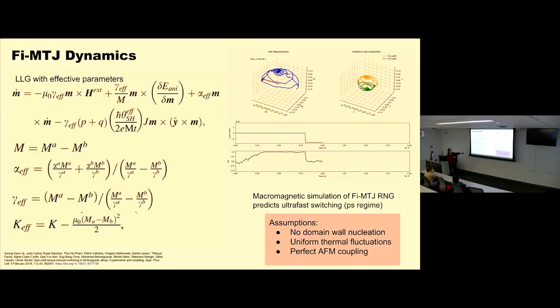Here I'm showing a macrospin model that I helped develop. Using the macrospin model, we can predict ultra-fast switching in the picosecond regime, which is two orders of magnitude faster than ferromagnetic switching. And as you can see, here's a fun animation I made.